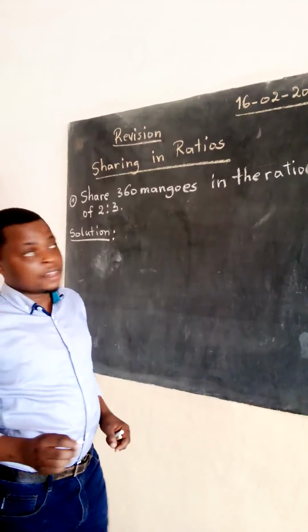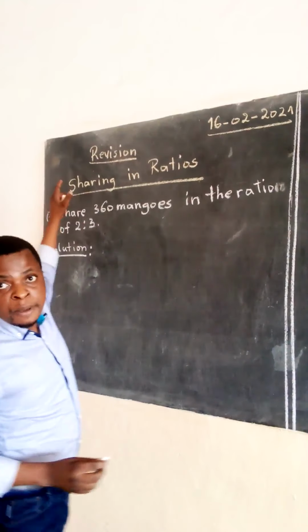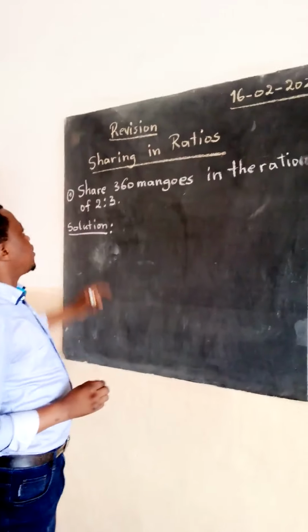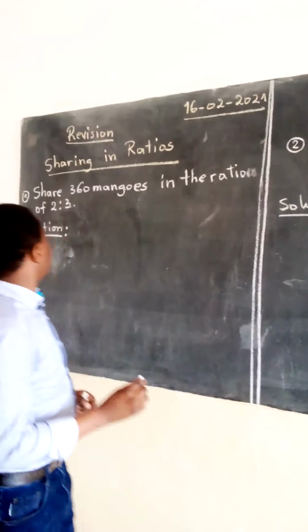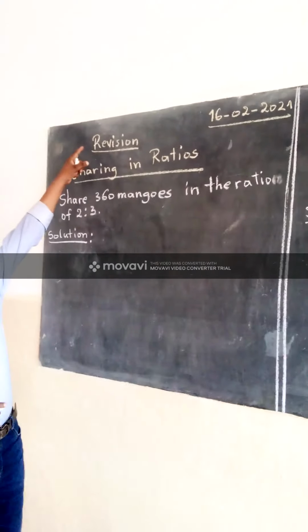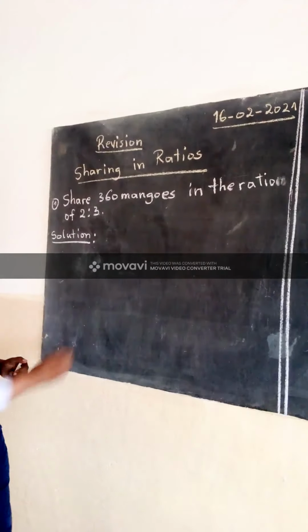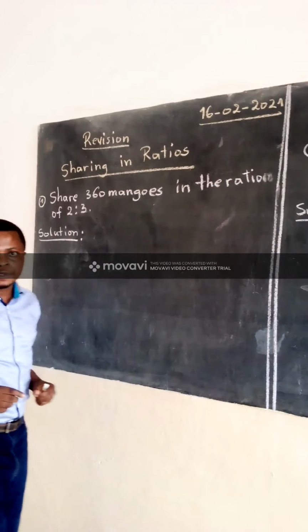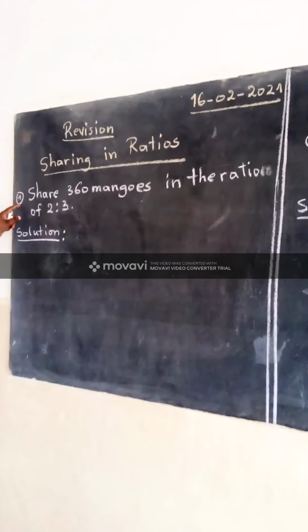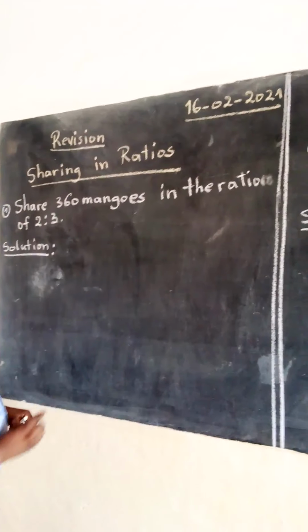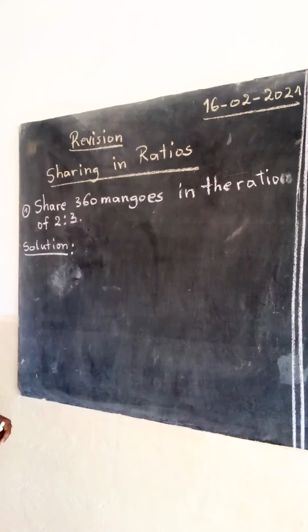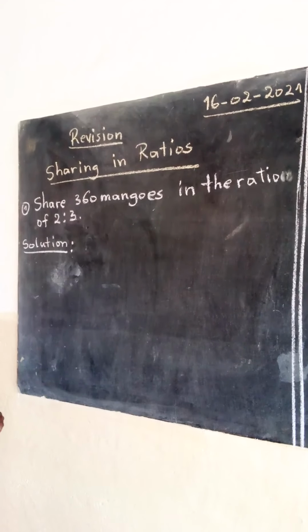So we are going to study mathematics. You remember that these days we are studying ratios in direct proportion. Today we are going to start our revision about sharing in ratios. Question number 1. Share 360 mangoes in the ratio of 3 to 2 to 3.